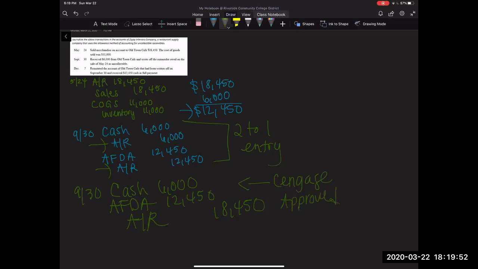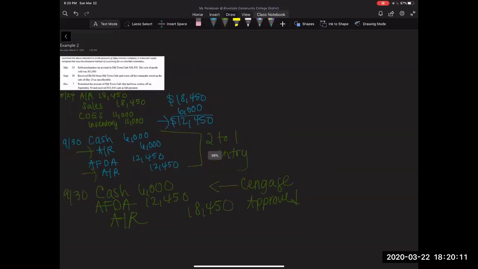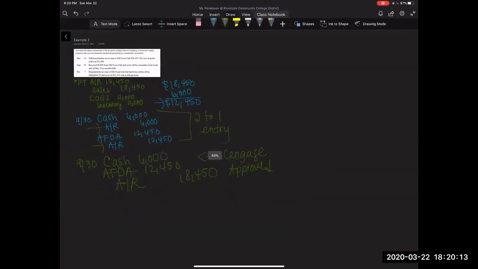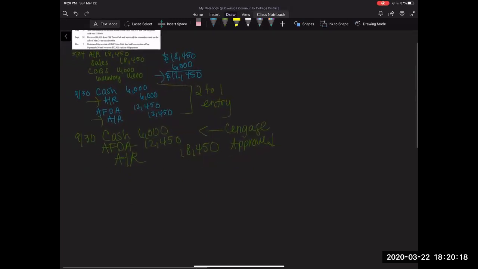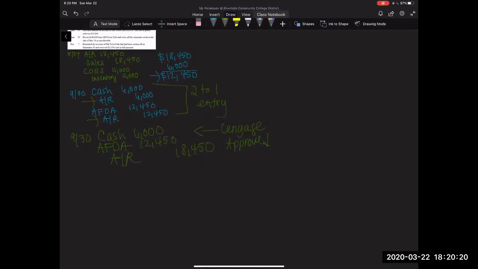Now we're going to move on to the very last one. It says on December 7th, they reinstate the account of Old Town Cafe that had previously been written off on September 30th and received the full amount. So here they're jumping for joy, right? They wrote it off and now they're going to be able to collect on this. As any company, you would be super excited and super surprised if a customer did that. This is what my journal entry looks like on December 7th.